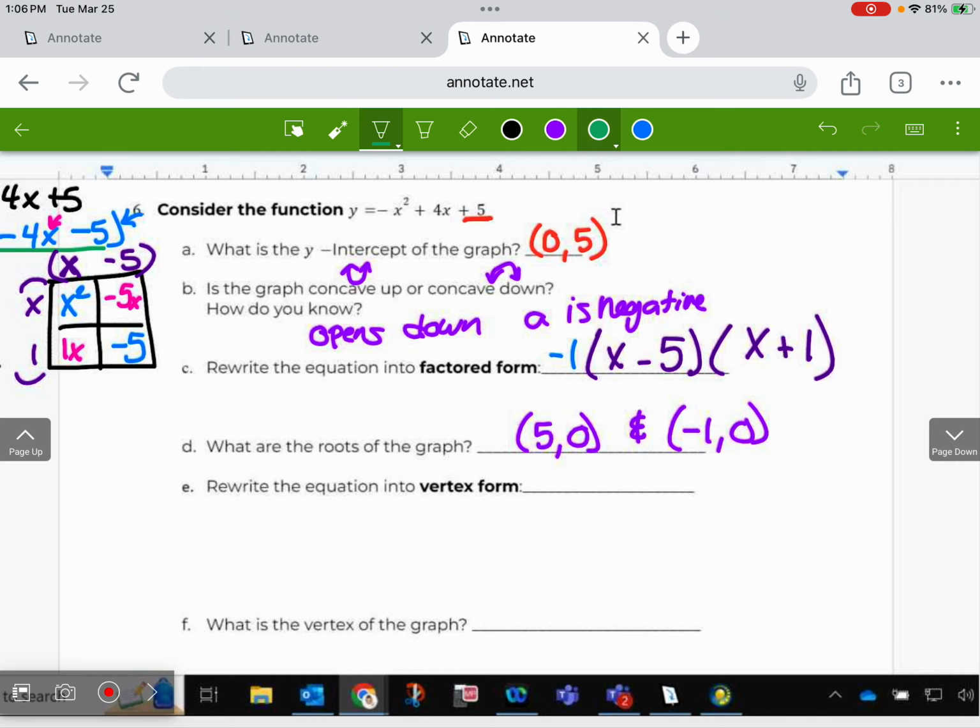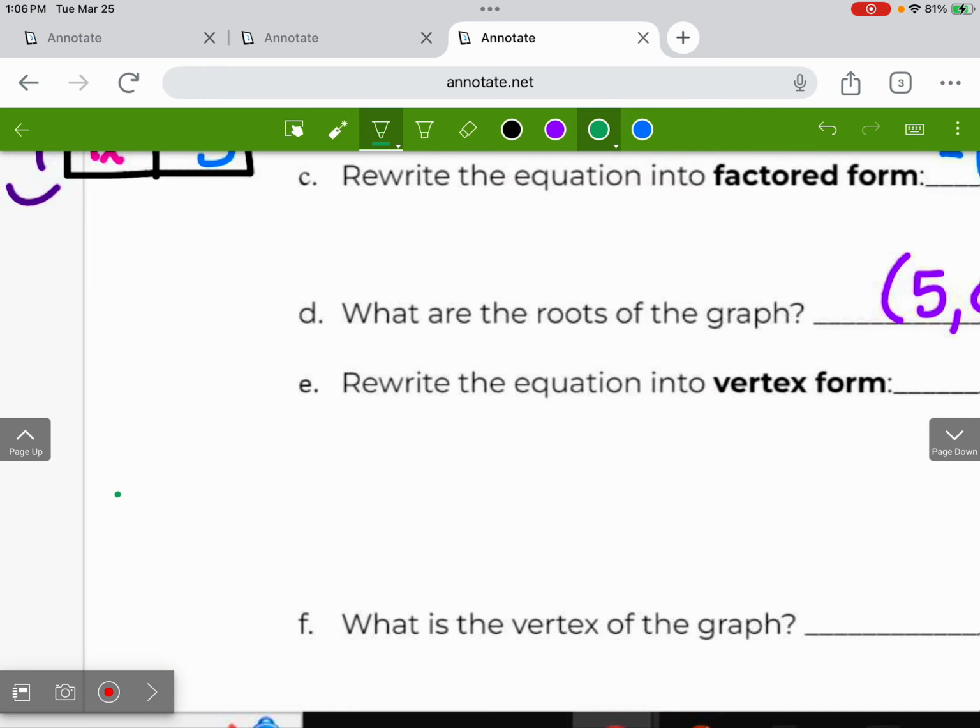Vertex form is a little bit different. Vertex form is where we're going to need our x equals minus b over 2a, that guy. That formula will be on the test. We're going to use that to be able to put it into vertex form.